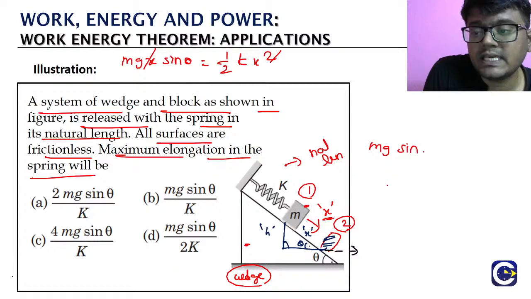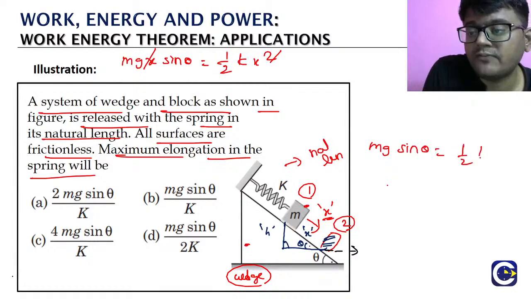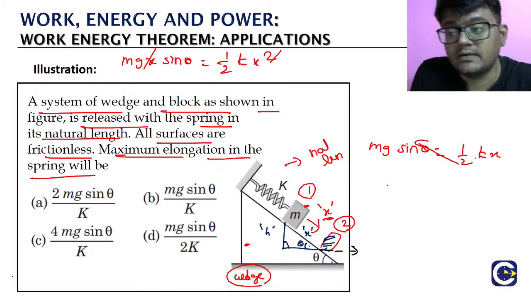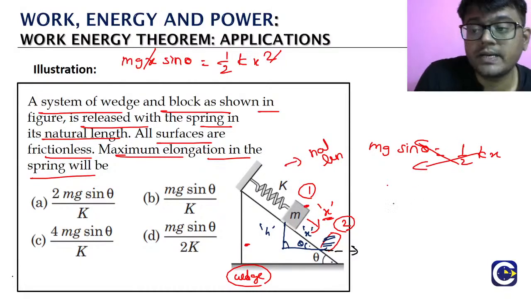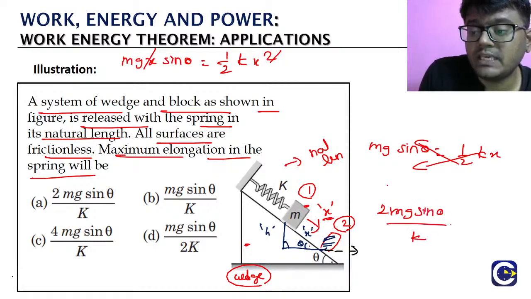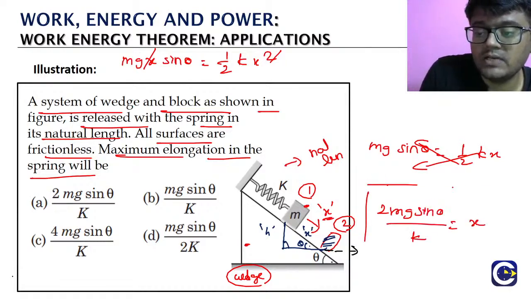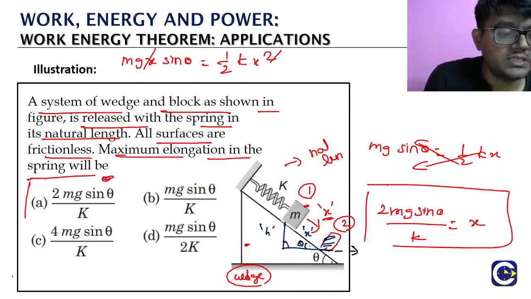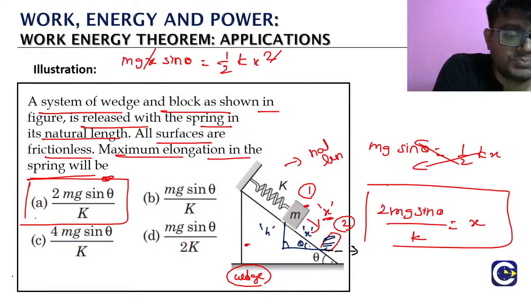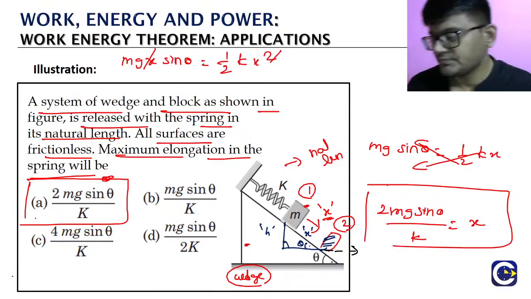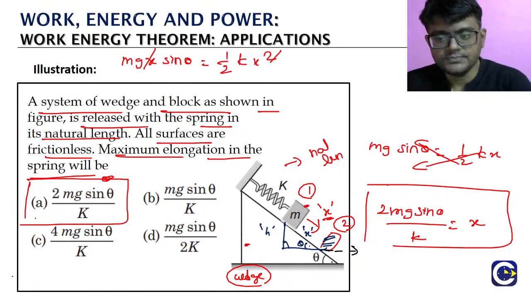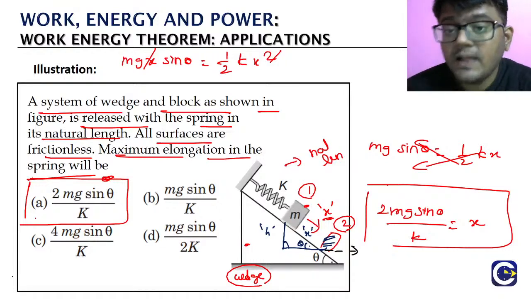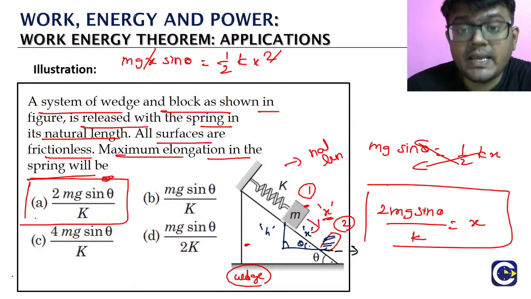mg sin theta is equal to half kx. So 2 goes to the other side, it will go to the numerator, and k will go to the denominator. So look, 2mg sin theta by k, that is the value of x. Where is the option? 2mg sin theta by k. So this is the maximum elongation in the spring.